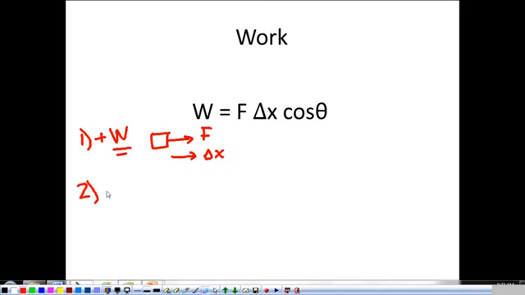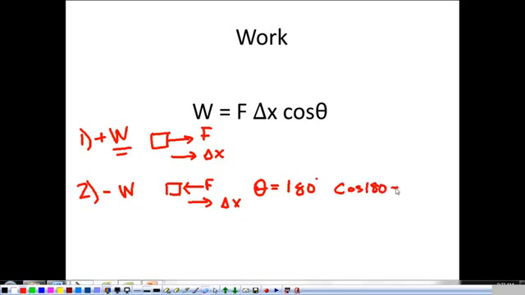The second one, negative work, is when we have an object and the force is in the opposite direction of the displacement. In that case, the angle is equal to 180 degrees. They're still parallel, but they're in exactly the opposite direction. When that's the case, the cosine of 180 is -1, giving us negative work.